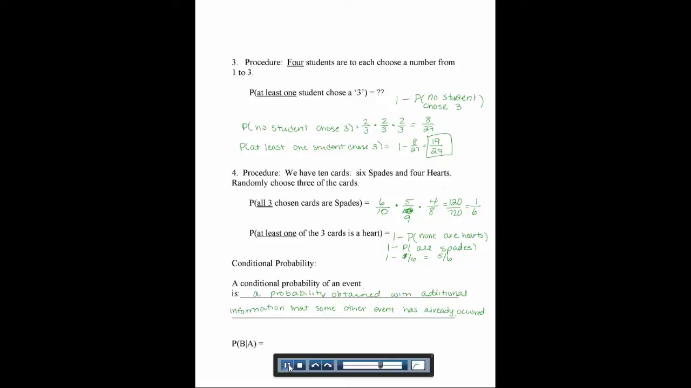So this is the notation we use. So this is called the probability of B given A. Okay, and the formula is that it's the probability of A and B divided by, so you might see this as a fraction, the probability of A. So you might see this as the probability of A and B divided by the probability of A.